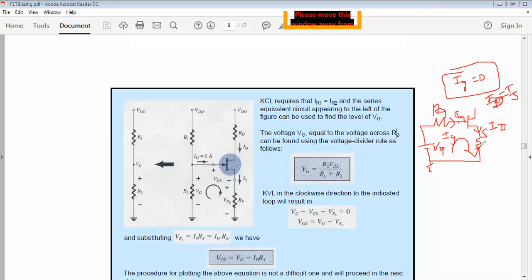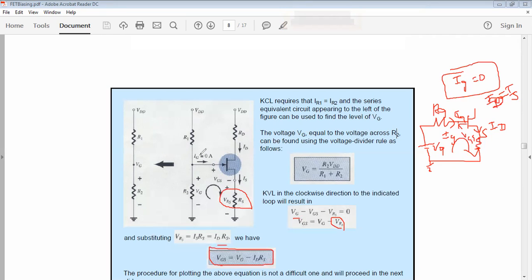Now apply KVL to this loop. This is the loop. So now KVL: VG, and this is the potential difference between gate and source, VGS. So VG minus VGS minus VRS is equal to 0. Now from that, VGS is equal to VG minus VRS. What is the drop across the source resistor? The current flowing through the source resistor is ID. Why? Because ID is equal to IS. So VRS is ID into RS, and VGS is equal to VG minus ID into RS.